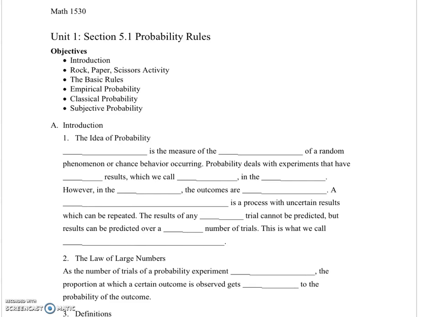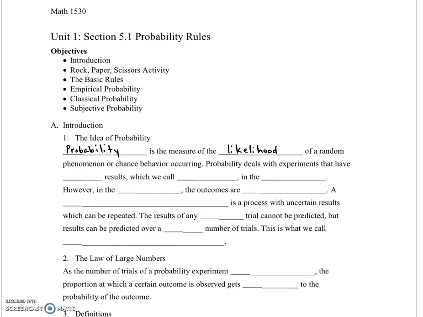We're going to begin our discussion of probability and statistics with probability. And that's because statistics is based on probabilities. So let's talk about the idea of probability first. Probability is the measure of the likelihood of a phenomenon or chance behavior occurring.